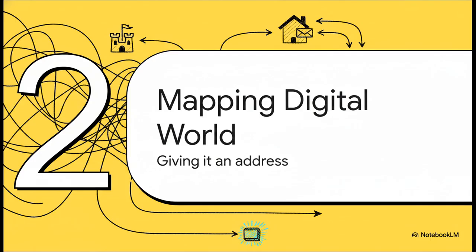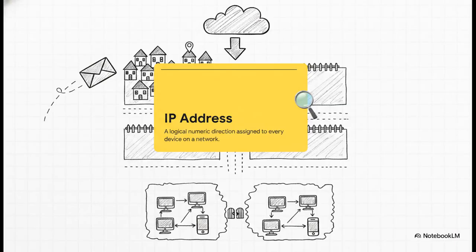Moving right along to Section 2, mapping the digital world, giving the fortress an address. Now, this brings us to IP addresses and subnetting. The easiest way to think about this is like the Postal Service. An IP address, or Internet Protocol address, is a logical numeric direction assigned to every single device on the network. It is exactly like a street address for your computer. It tells the rest of the network exactly where you're located.